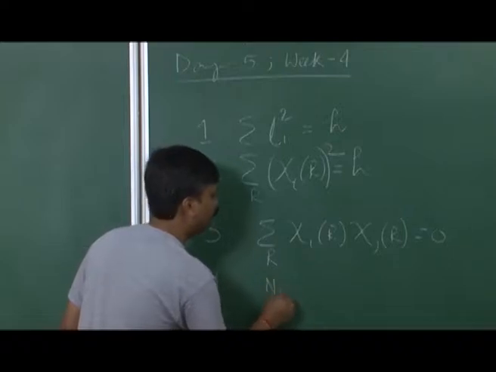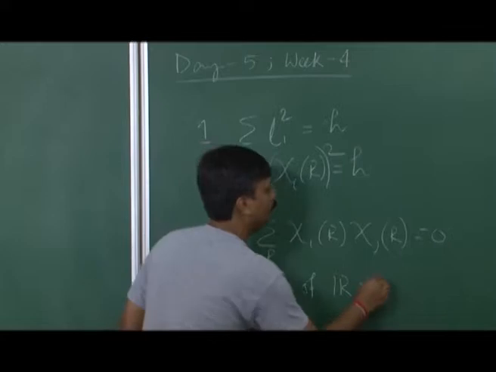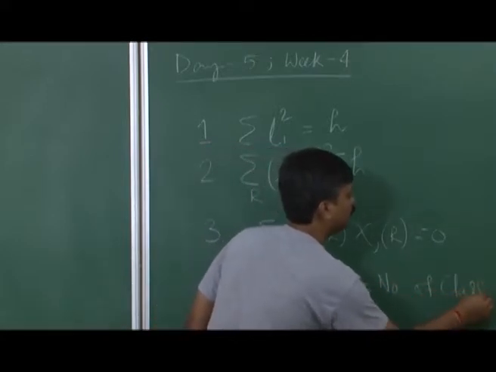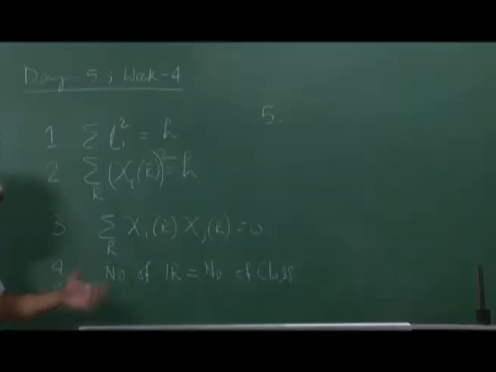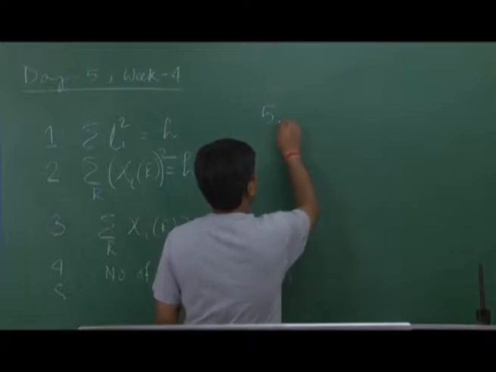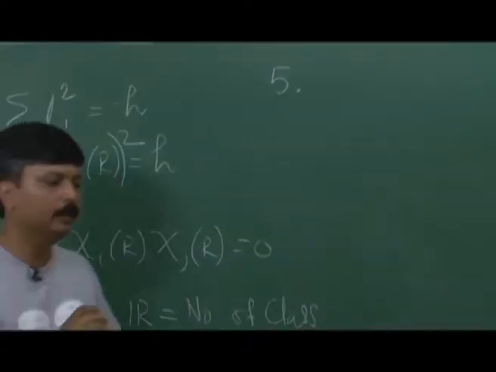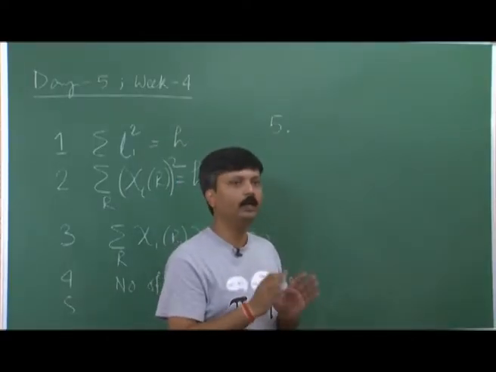We also learnt another two rules, fourth and fifth. The fourth says that the number of irreducible representations is equal to the number of classes present in the point group. The fifth rule is that the characters corresponding to the symmetry operations belonging to the same class are identical.